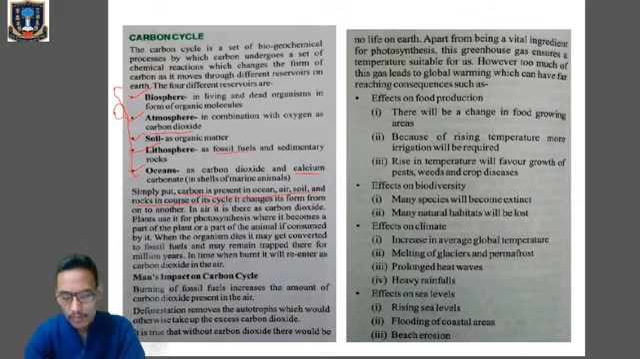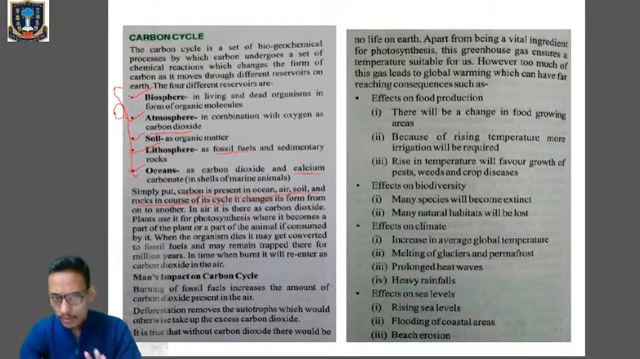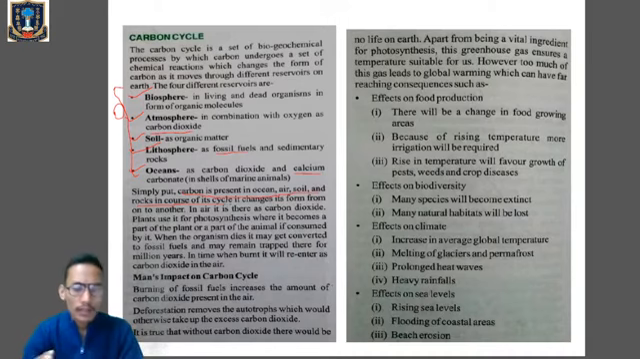Clear? So that means over here we can say that carbon is usually changing its form from one form to another form. Mainly, in simple terms: during photosynthesis, carbon dioxide will be utilized by the plant in order to manufacture food. So carbon will be stored in the body of the plant. Now animals will feed on the plant, so by that way the carbon from the plants will be stored in the body of the animal.